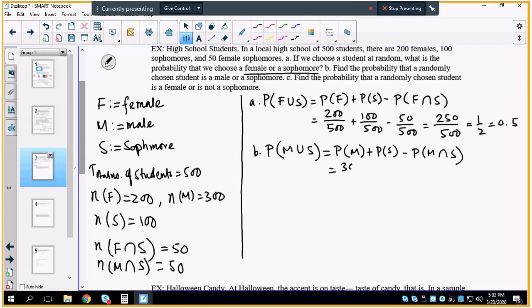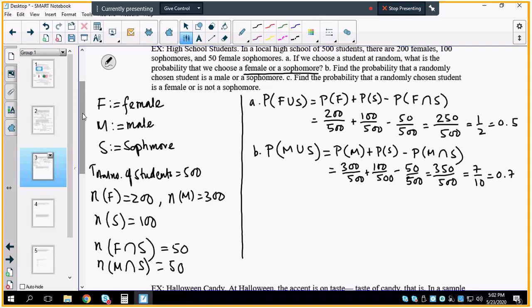This is 300 over 500 plus 100 over 500 minus 50 over 500. So I get 400 minus 50, so 350 over 500. And that means I can divide both top and bottom by 50 and get 7 over 10. So this is 0.7.